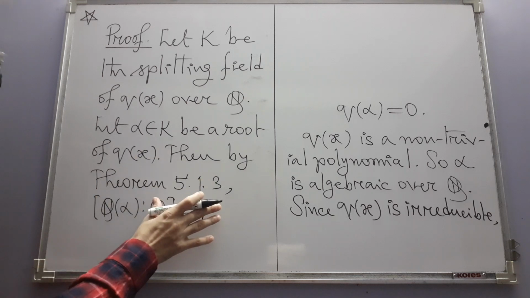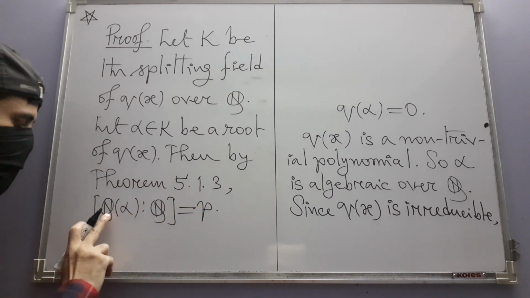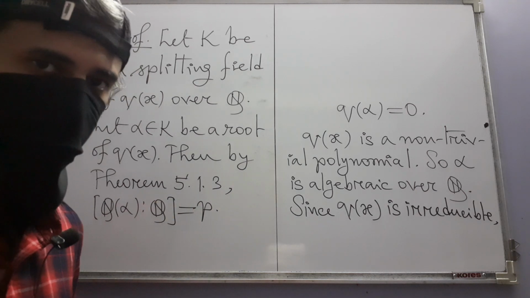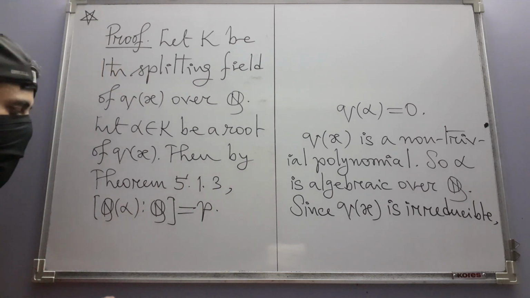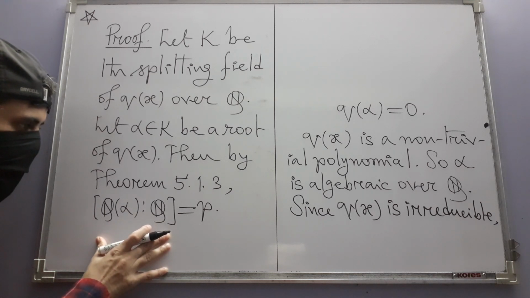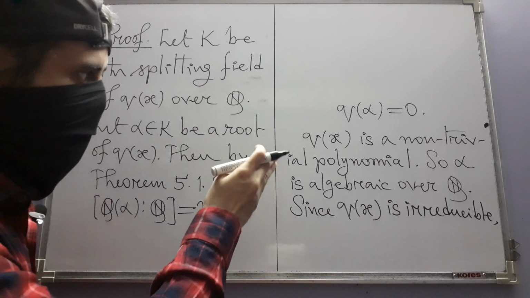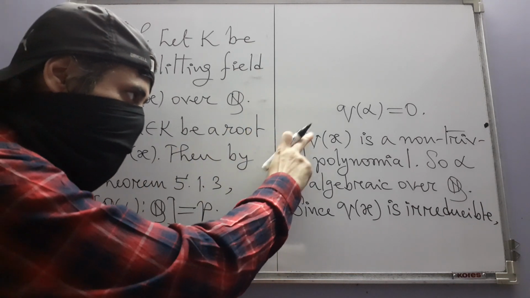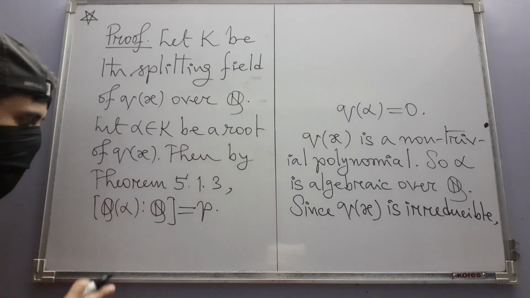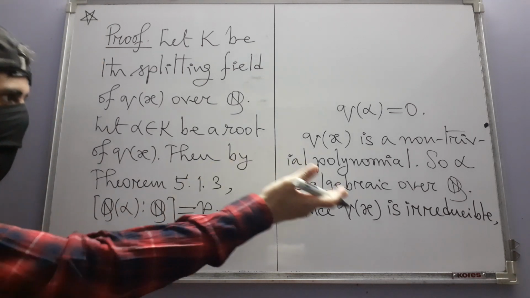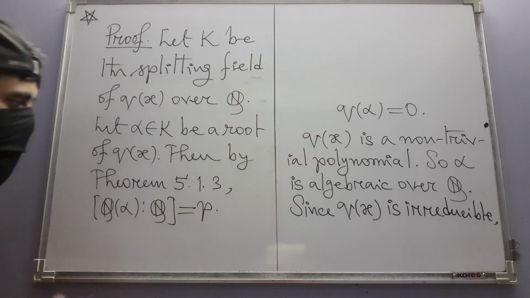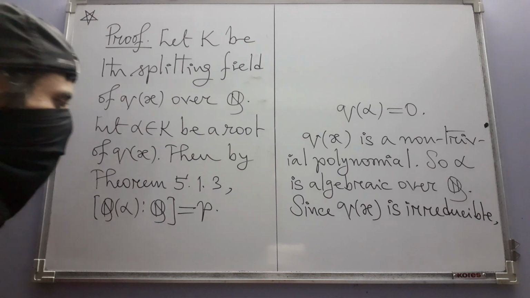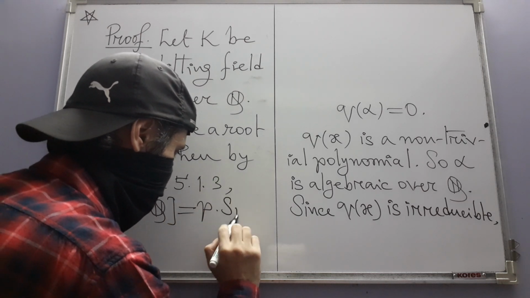So by this theorem, first of all, the extension Q(alpha) is going to be a finite extension of Q, because alpha is algebraic. And the degree of this extension will be the degree of an irreducible polynomial over Q that alpha satisfies. And this q(x) is such a polynomial. That is why this degree is equal to the degree of that polynomial, that is degree of q(x), which is p. So that's how we are getting this.